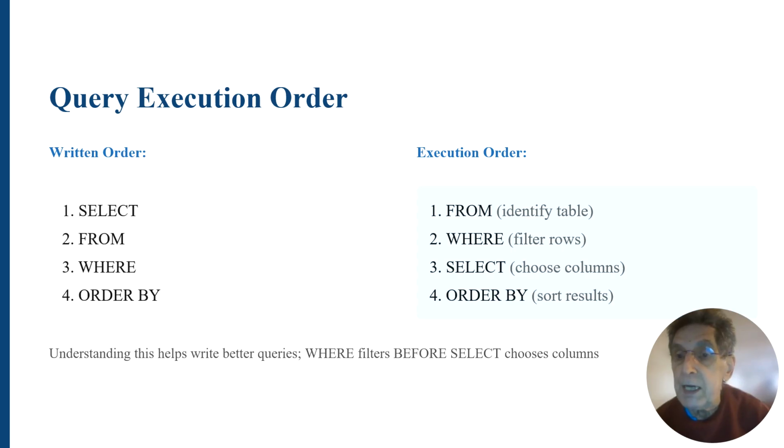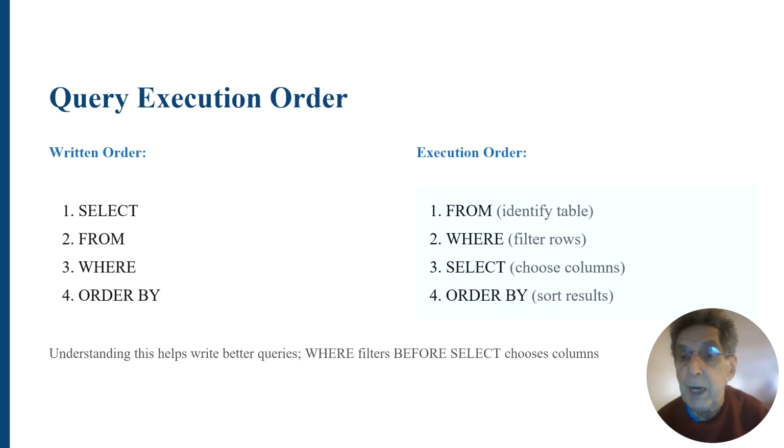Before selecting any columns, the database filters the rows. This is efficient because it reduces the amount of data that needs to be processed in the subsequent steps. Step 3, select. Now the database chooses which columns to include in the results. Notice this happens after filtering. The database has already narrowed down the rows.